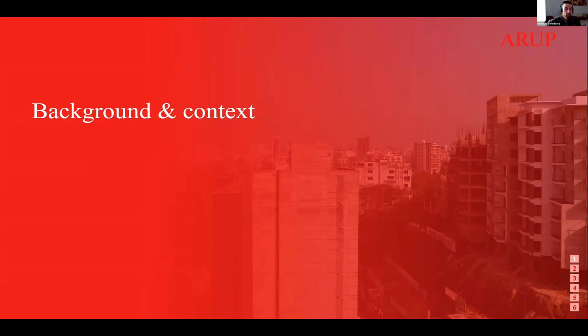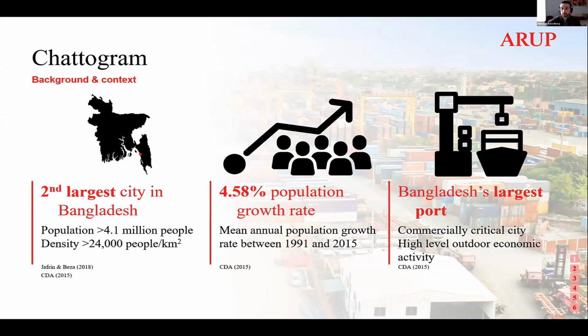So, brief background. Chattogram is the second largest city in Bangladesh, which is one of the 10 most populous countries in the world. Over the past 2.5 decades, it's had a fairly steady population growth. And also, interestingly or importantly, the city is Bangladesh's largest port.